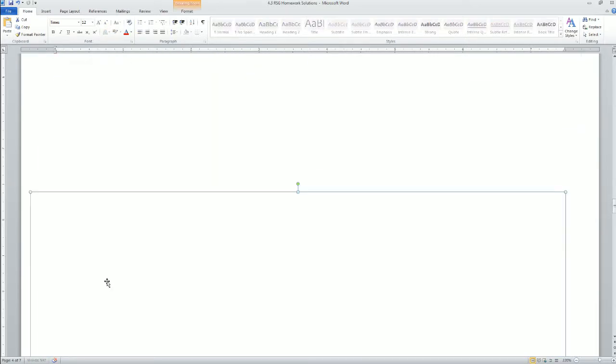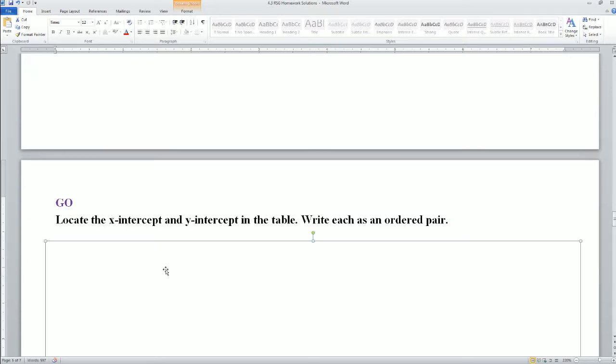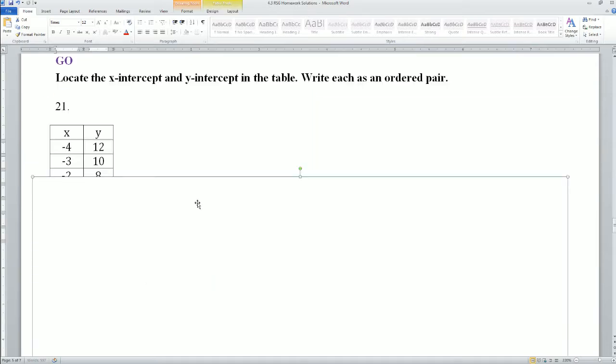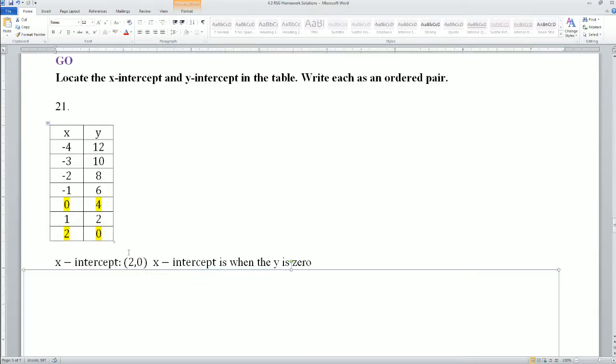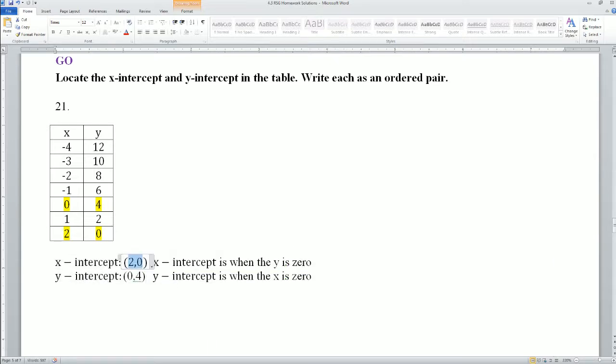Alright. Let's look at this. The last one: locate the x-intercept and the y-intercept in the table. Write each as an ordered pair. Here's the chart. I highlighted the first one, 0, 4 and 20. So the x-intercept here is 20. Why is that? Because the x-intercept is when y is equal to 0. The y-intercept is when x is equal to 0. Let me just bold that for you. So x is 0 right here when y equals 4. That is why the y-intercept is 0, 4.